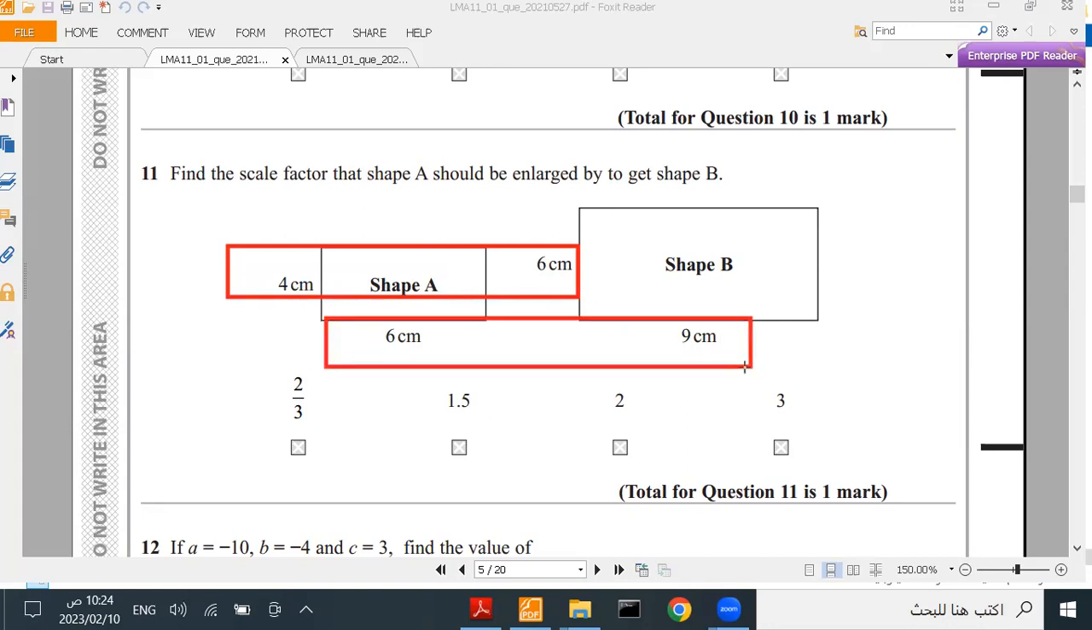Okay, same idea. Why? Because it's enlarged, the ratio is the same here and here. So we divide 9 by 6. It's going to be 1.5. You get the idea?